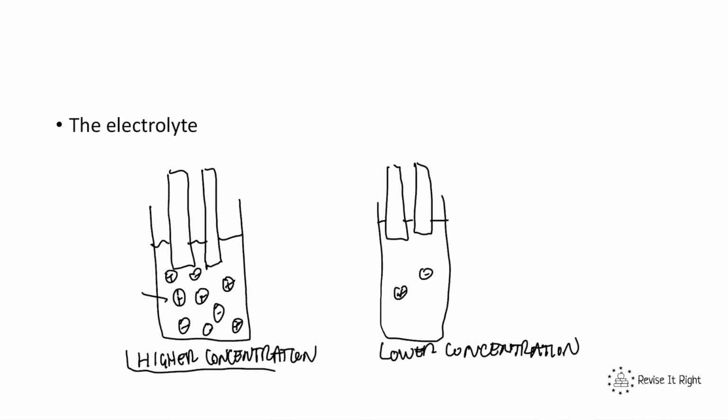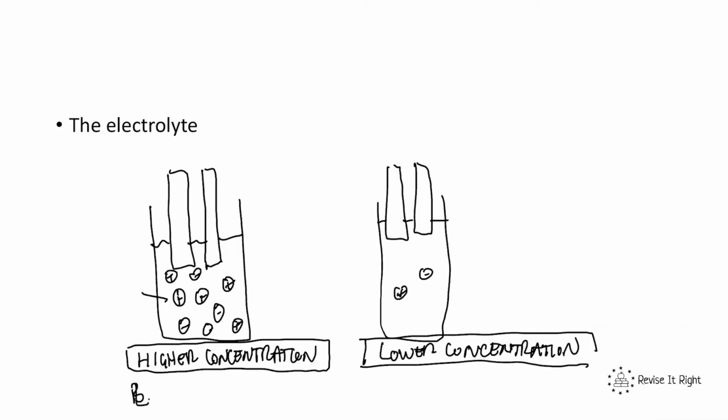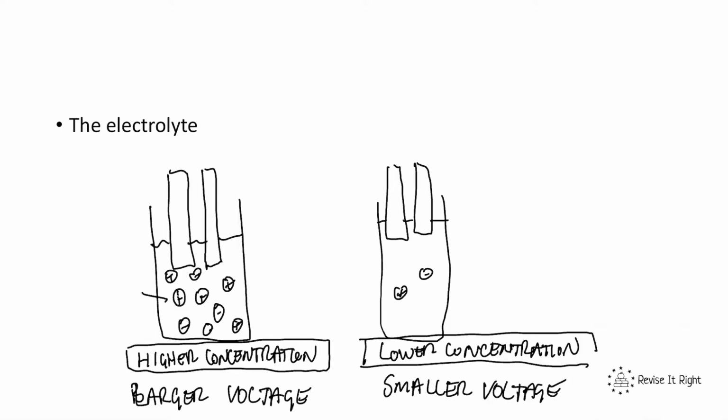Now if we apply that logic to what we just said, the higher the concentration of ions, the greater the voltage. So this one here is going to have a larger voltage, and this one here is going to have a smaller voltage. So the higher the concentration of ions, like in this picture here, the larger the voltage, whereas the lower concentration of ions, the smaller the voltage. So the bigger the difference in reactivity, the larger the voltage, and the higher the concentration of ions, the larger the voltage. You need to be able to remember both of those.